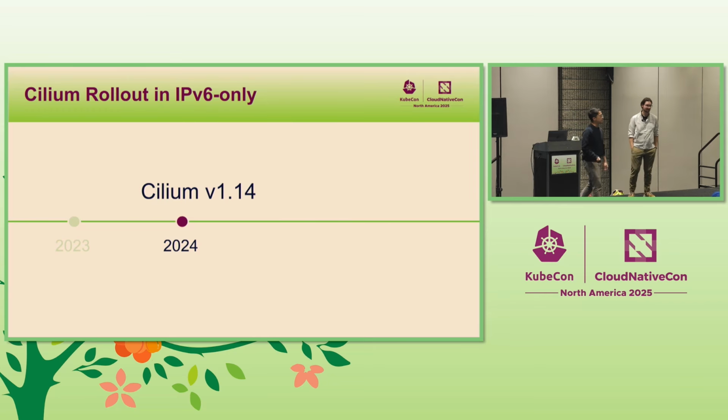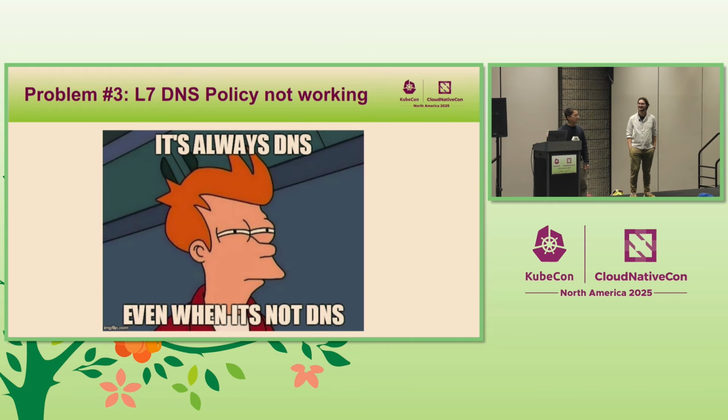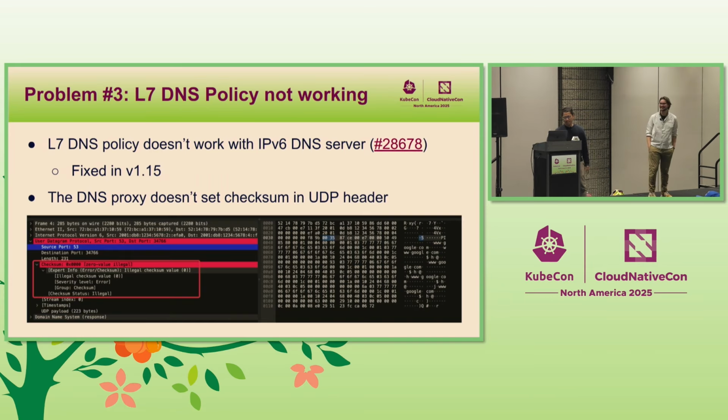We continued our journey in trying out Cilium 1.14 last year, 2024. We verified this issue was fixed. But DNS resolution did not work. So we got hit by this issue where the L7 DNS policy doesn't work with an IPv6 DNS server. In each Cilium agent, there's a DNS proxy, which intercepts DNS requests. And this DNS proxy doesn't set the checksum in the UDP header, which obviously violates the RFC spec of the DNS protocol, right? So the IPv6 receivers drop the response from this DNS proxy.